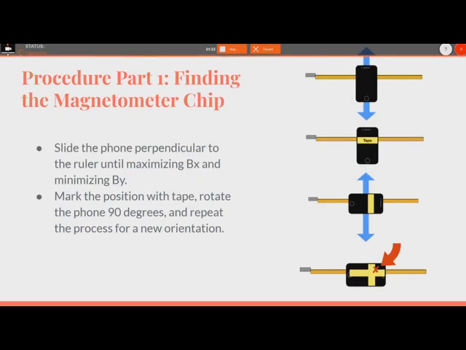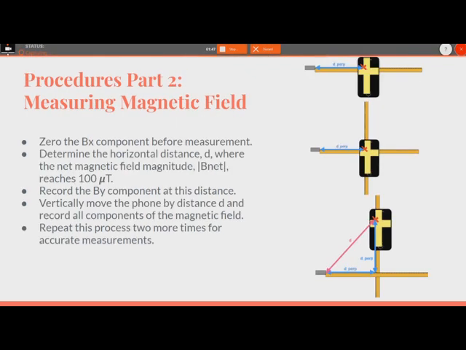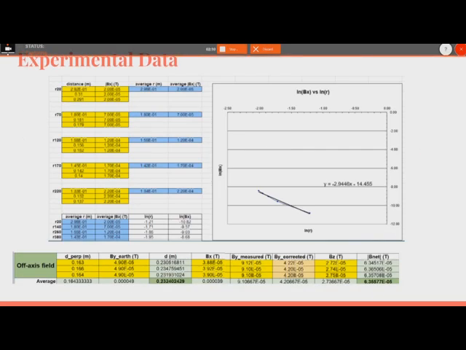So part one of the procedure was finding the magnetometer chip, and I did this by sliding the phone perpendicular to the ruler until I maximized the Bx and minimized the By, and then I marked that position with the tape, rotated the phone 90 degrees, and repeated the process. And then for part two of the procedure, I was trying to measure the magnetic field. I zeroed the Bx component before measurement, and I wanted to find the horizontal distance where the net magnetic field magnitude B net reached 100 microteslas. And then I recorded the By component at that distance, and then I vertically moved the phone, recorded all components, and repeated the process.